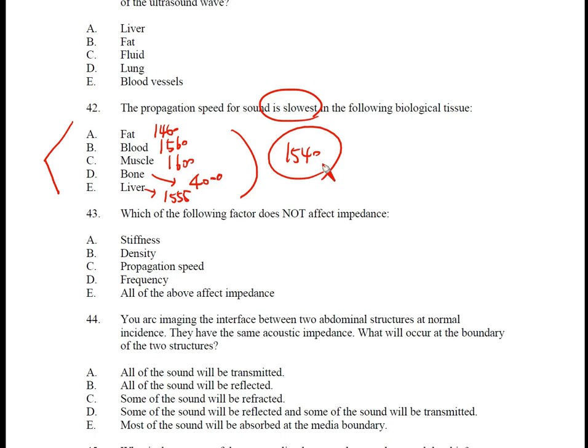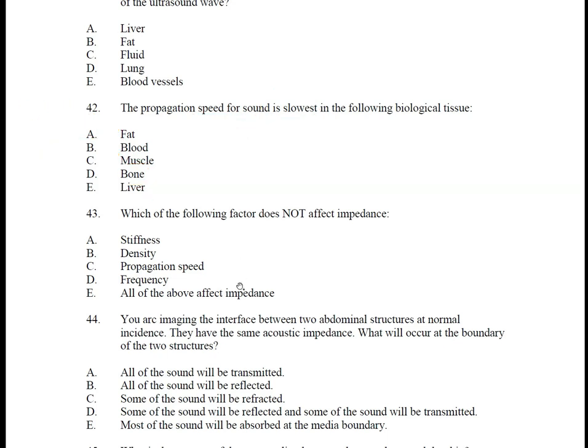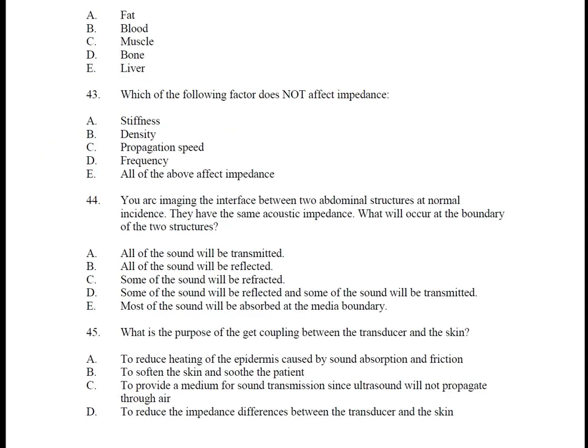For several values close to the standard value of 1540, you should memorize the numbers. Also, since bone, which has the fastest speed, has a distinct characteristic, you should remember its value as well. Since the question asked for the slowest value, you can choose the fat listed in option A. Let's move on and look at the next content.